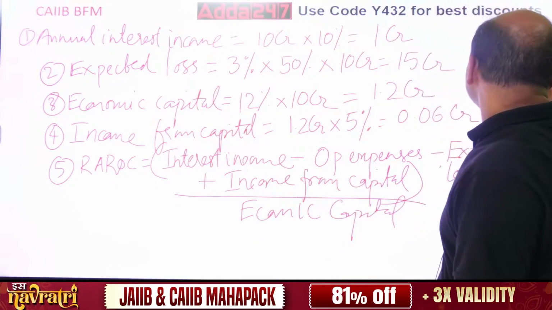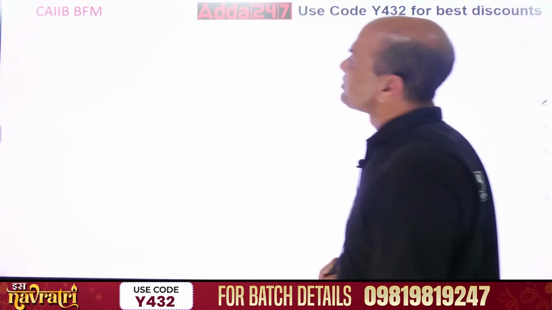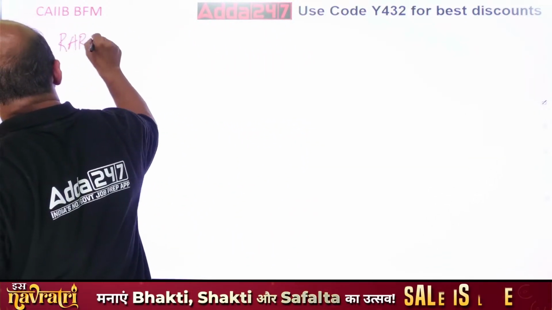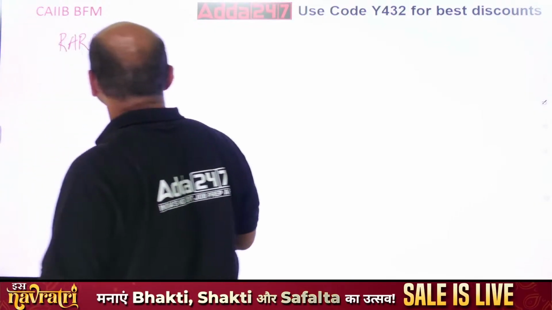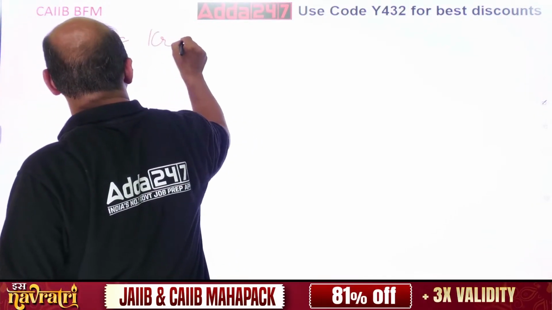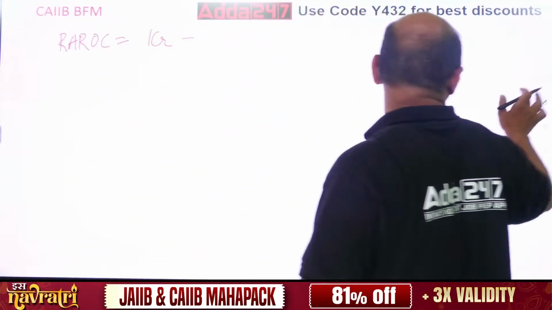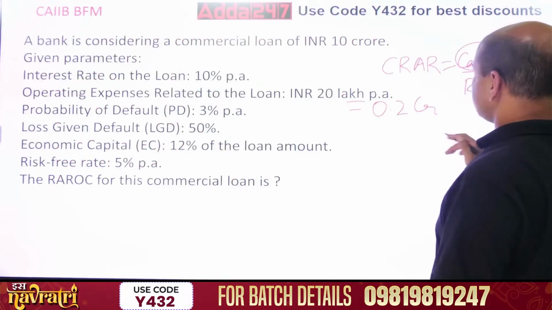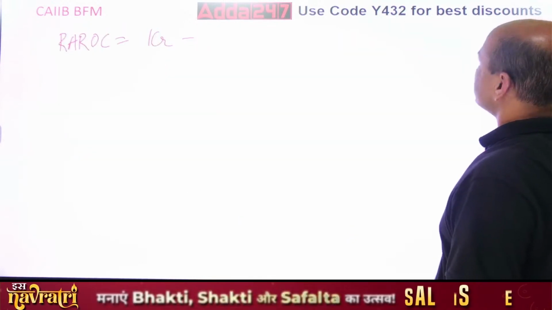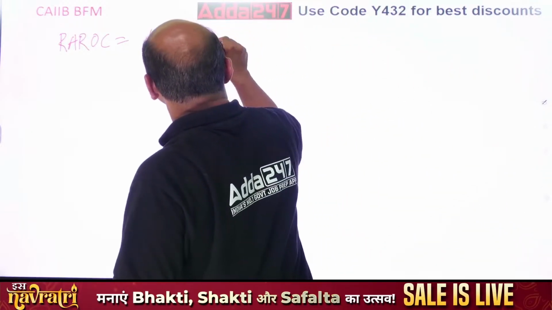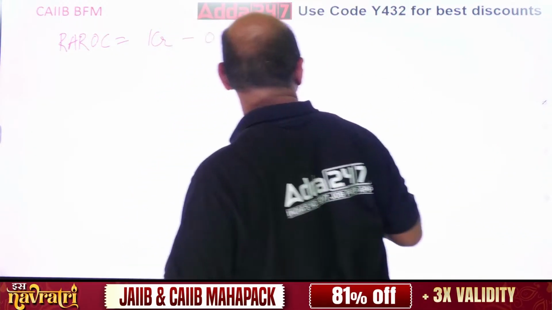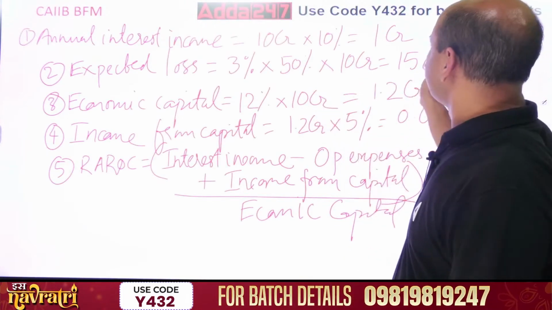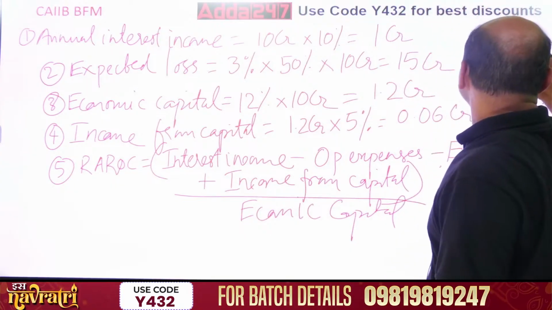Got it? So write it down. Everyone get the calculation. So REROC equals interest income was 1 CR, minus, what is the second one? Minus operating expenses. What are the operating expenses? 0.2 CR. So minus 0.2 CR. Minus, something more is there, expected loss. What is the expected loss? 15 CR, right? So 15 CR.